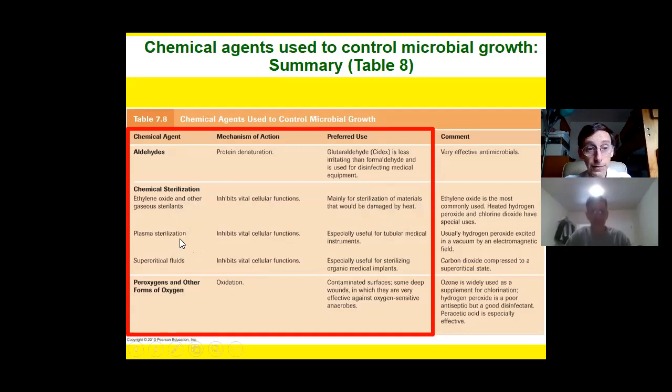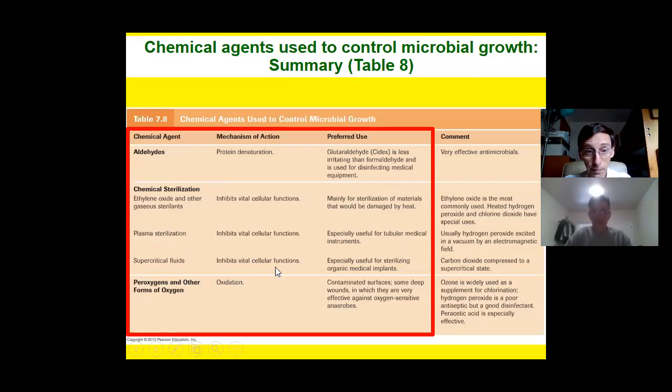Plasma sterilization, I'm not entirely certain what that is, but it inhibits vital cellular functions, and it's used mostly in the clinic to sterilize or clean tubular medical instruments. Can anyone speak about what plasma sterilization is? Anyone worked in the clinic and been exposed to that? Nobody wants to comment? Like I said, I don't have any experience with that.